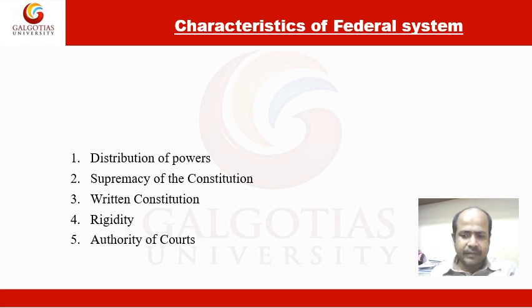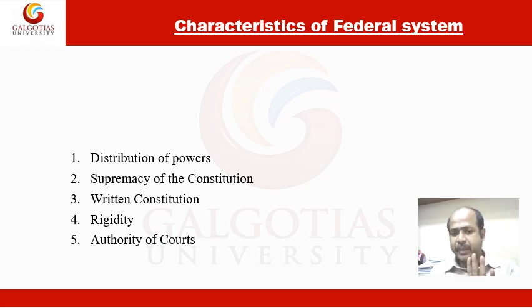Federalism itself is a vast subject. There is a book written by D.D. Basu, Comparative Federalism. It is a masterpiece, a very famous book, where we can understand the various forms and types of federalism and federal government. But some chief characteristics of the federal system are these five features.